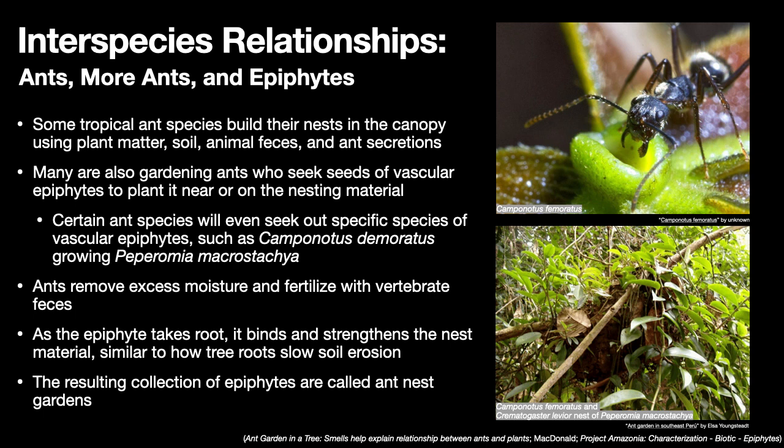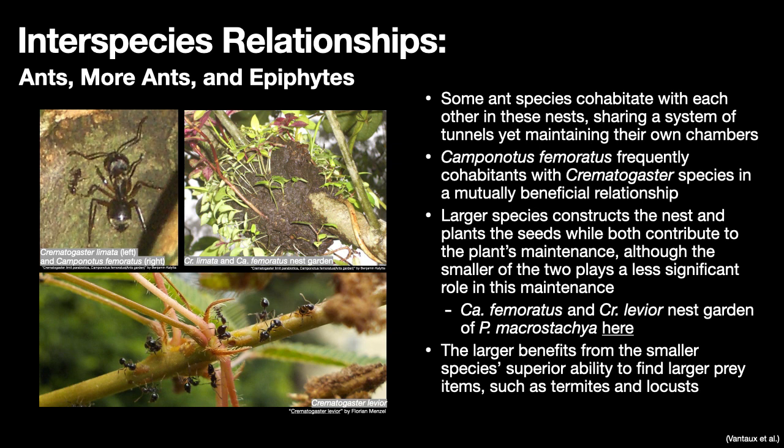In the tropics, numerous ant species build their nests in the tree canopy, and many of which are also gardening ants who seek out the seeds of vascular epiphytes to plant on or near their nest, contributing largely to the plant's abundance and distribution. They tend to their gardens by removing excess water and fertilizing it with animal feces, while the roots of the epiphyte strengthen the ant's nest. Within these ant nest gardens, some ant species cohabitate, such as within the Camponotus and Crematogaster genera. The larger of the two constructs the nest and takes on most responsibility in regards to its maintenance, while the smaller species helps the other find valuable prey items such as termites and locusts.